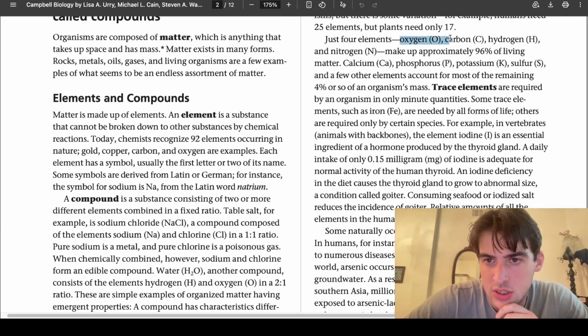Wow. I didn't know oxygen either. I thought oxygen was something we needed to breathe and shit. I thought it was mostly all carbon. I thought carbon was the main player here.